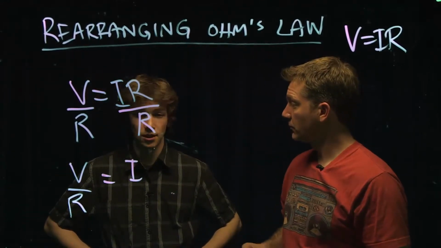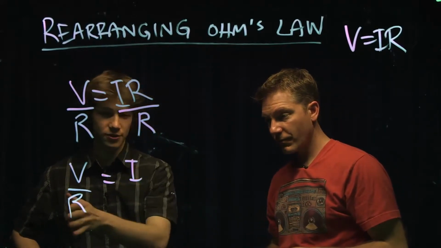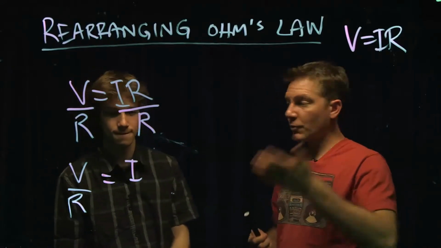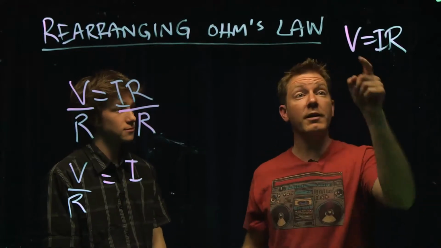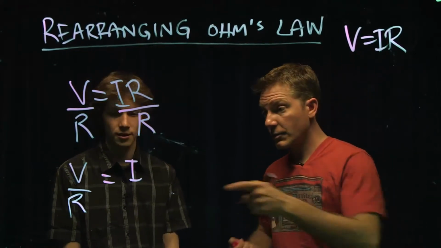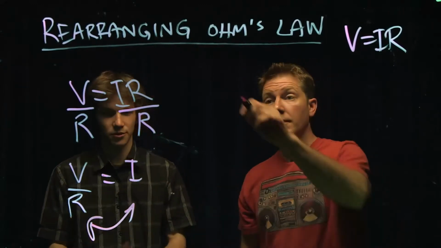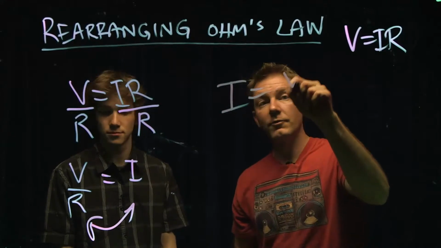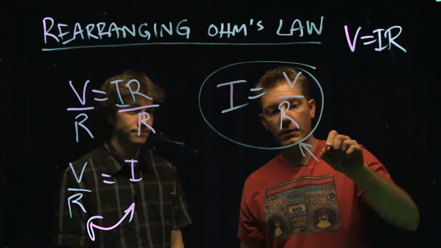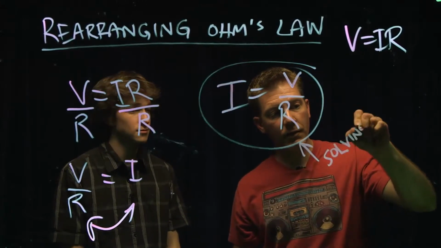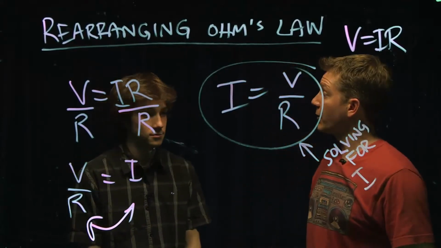Are we done? Almost. The only other thing is that we'd rather switch them, so that I is on the left-hand side. I don't know if it's proper form, it's what I like to do. I like to put the stuff you don't know on the left side, and what you do know on the right side, because with V, it's already done for you. We're allowed to switch them because that's equal to that, and that means that's equal to that. So we rearrange it: I equals V over R. And that is called solving for I, or solving for current. That's how it's done.